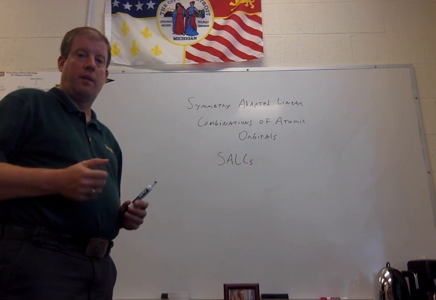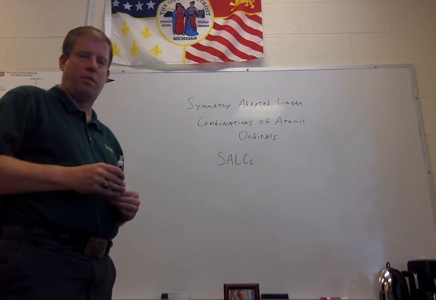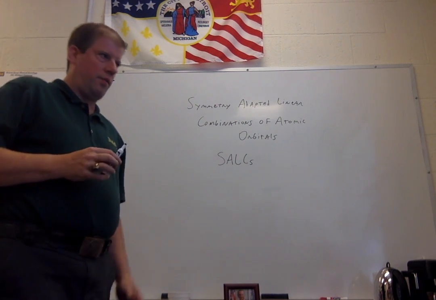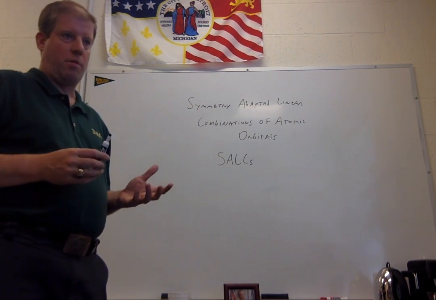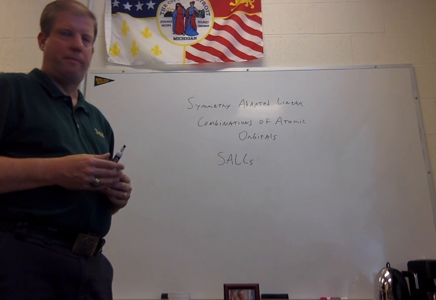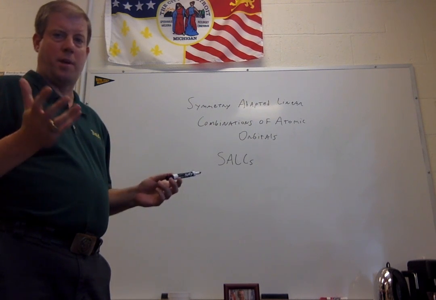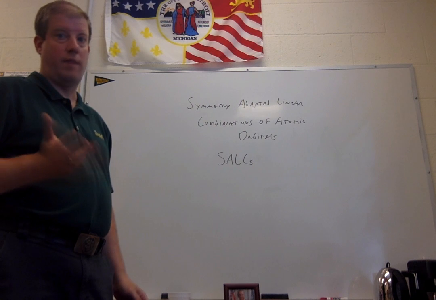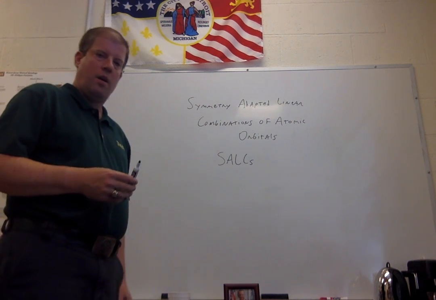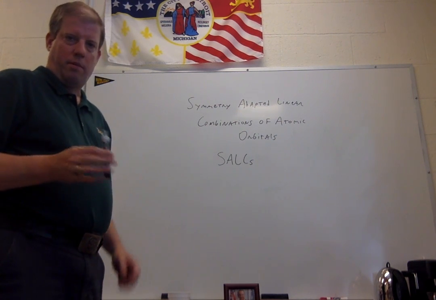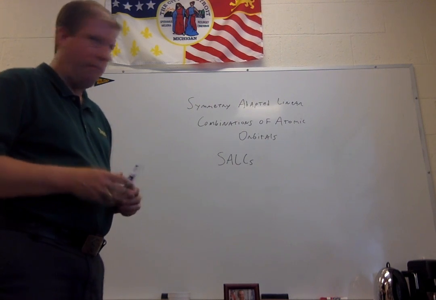And what this does is it allows you to see what ligand orbitals will interact with what central atom orbitals. This is useful for transition metal compounds where you've got octahedral or tetrahedral symmetry. You can do this for all different types of atomic orbitals, s, p, d, even f, which we're not going to worry about. But we'll start with a simple example and then get into maybe something a little more complicated.